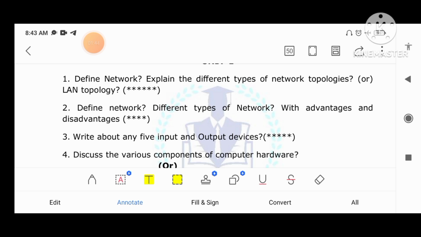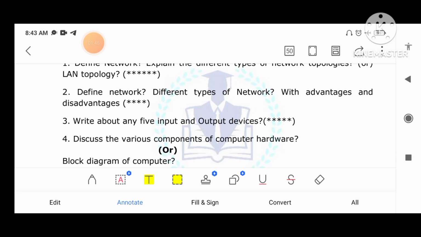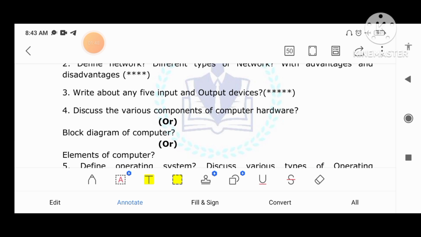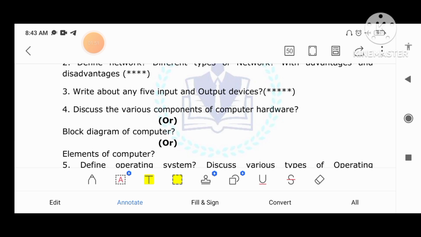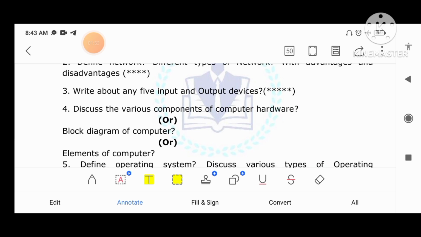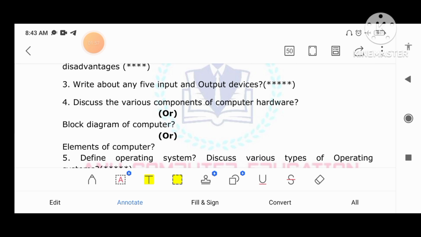Discuss the various components of computer hardware, or elements of computer, or block diagram of computer. These are all the same. So you have to draw the block diagram for this question, and explain the things which you mention in the block diagram. So you'll get full marks.